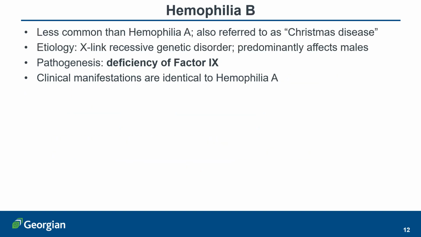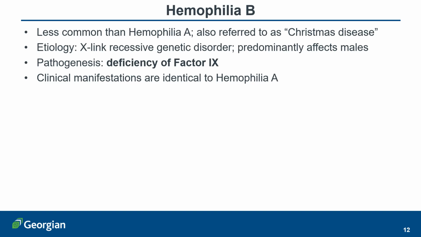Hemophilia B is less common than hemophilia A and also referred to as Christmas disease. I've forgotten why actually, but these days no one calls it Christmas disease, it's just called hemophilia B. The pathogenesis is the deficiency of factor 9, and similar to hemophilia A, the etiology is because of a genetic defect in the gene that codes for factor 9 that is also present on the X chromosome.